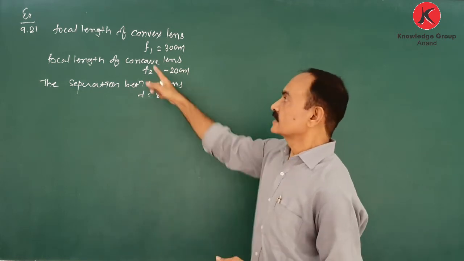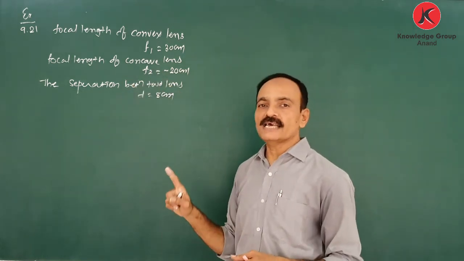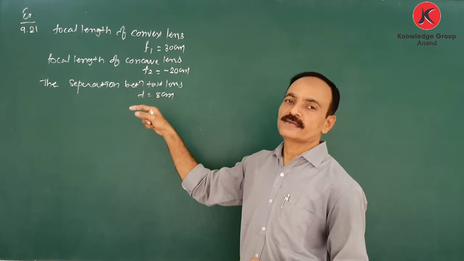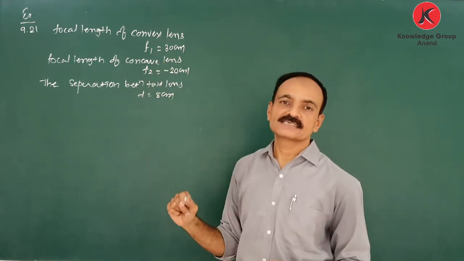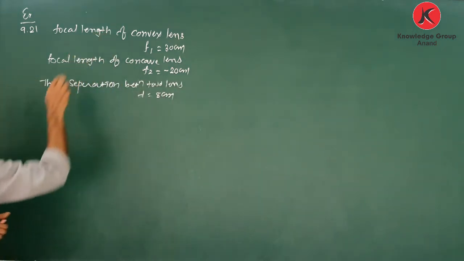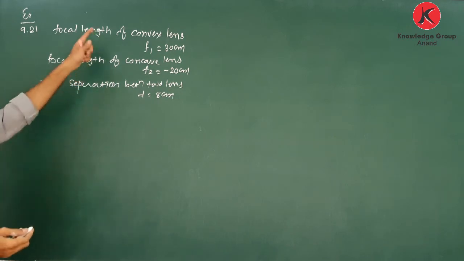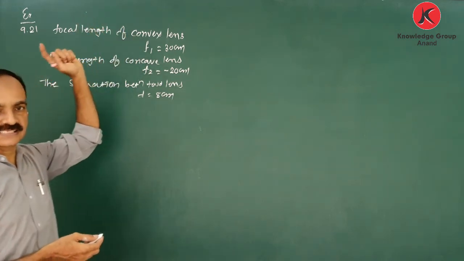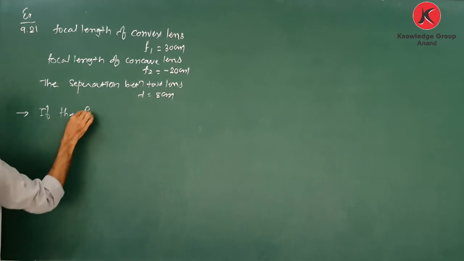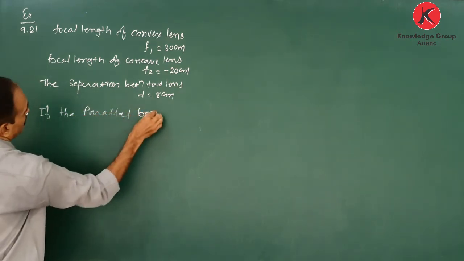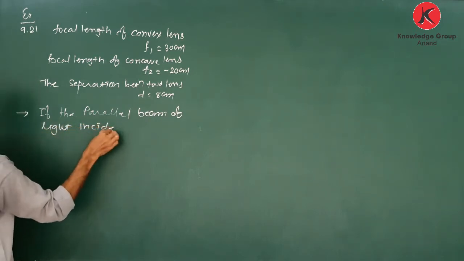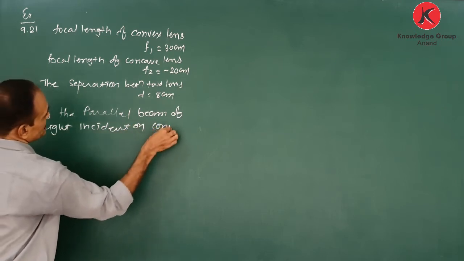Or in other words, our answer, that means the equivalent focal length, depends on the parallel beam of light incident on any one lens. So that is dependent, we have to check it. For that purpose, here we consider if the parallel beam of light is first incident on a convex lens.